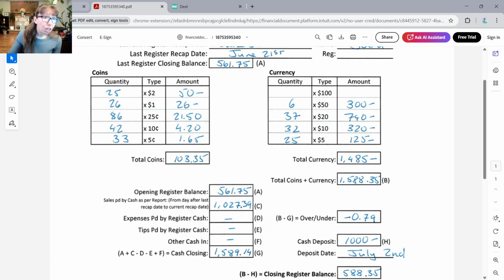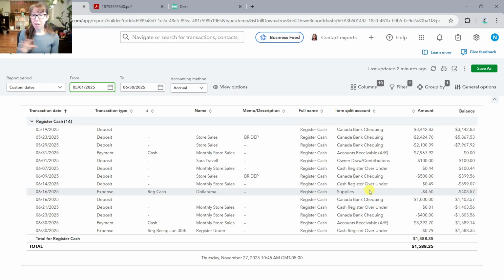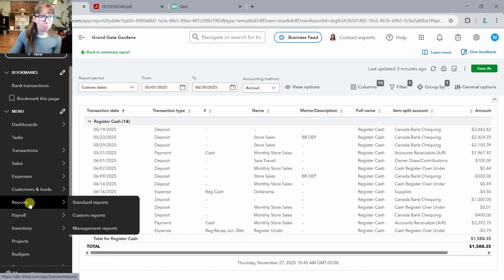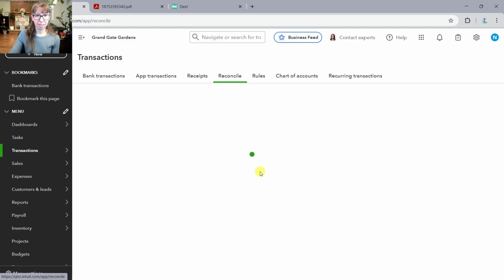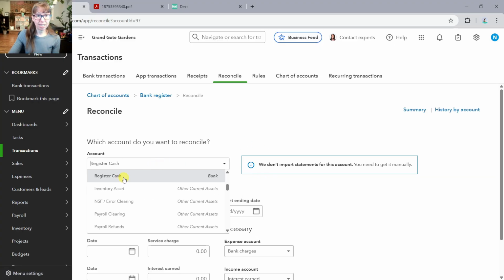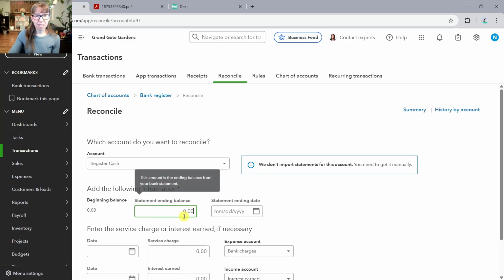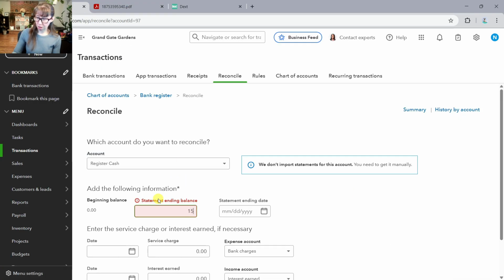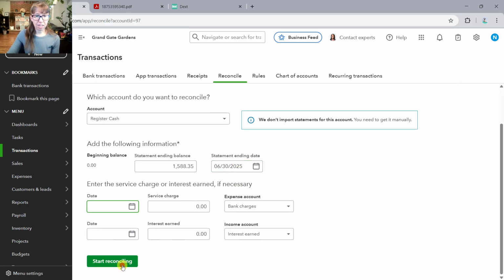Now, we just looked at the general ledger account, but if you want to document that you've looked and you're reconciling this, or to make sure that somebody doesn't pop something in June after you've checked it and throw you off, we can go to Transactions, Reconcile, and reconcile the register cash. We know that the statement ending balance for June 30th is 1588.35. So let's go ahead and start reconciling.